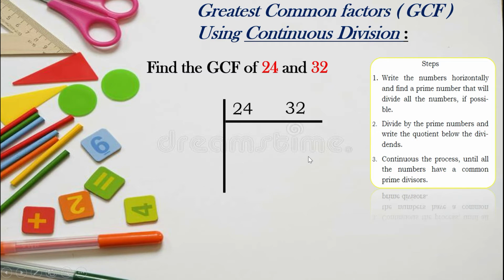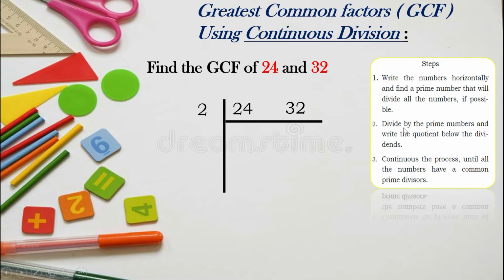Then, to make it easier for your class to divide, always use number 2 as your divisor. Always 2, just always use 2. So, let's put 2 here as a divisor. Now we divide 24 by 2 and 32 by 2.